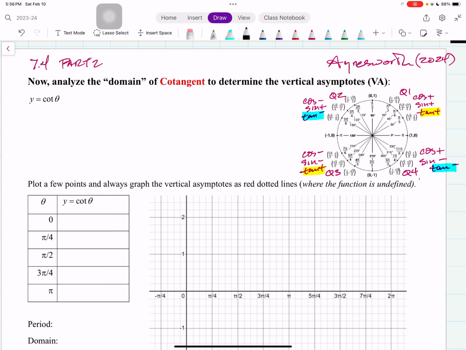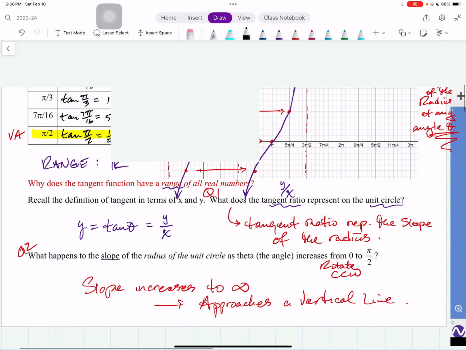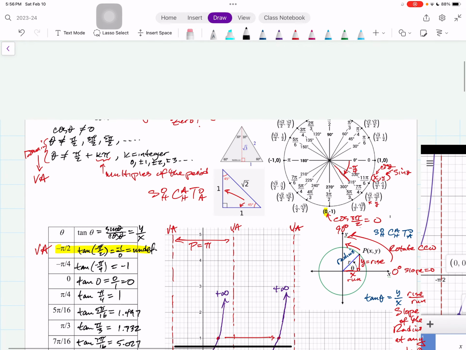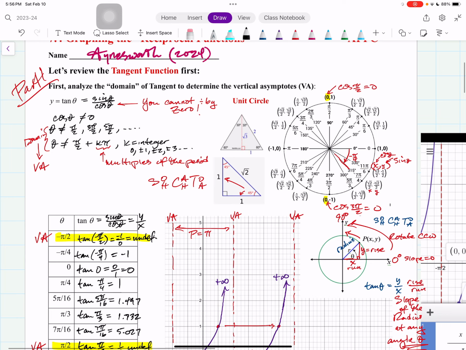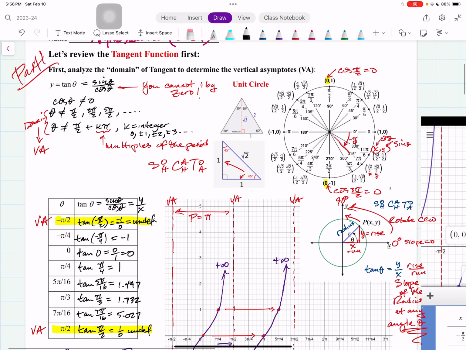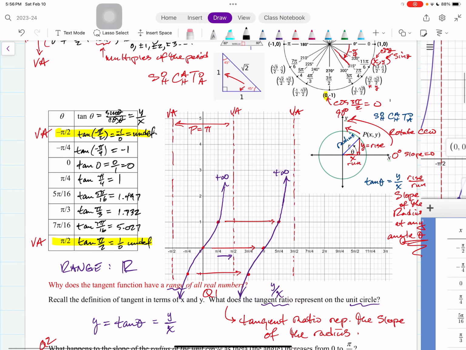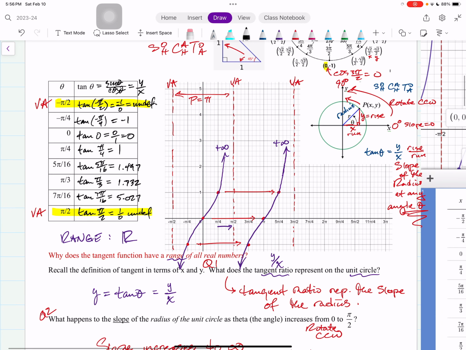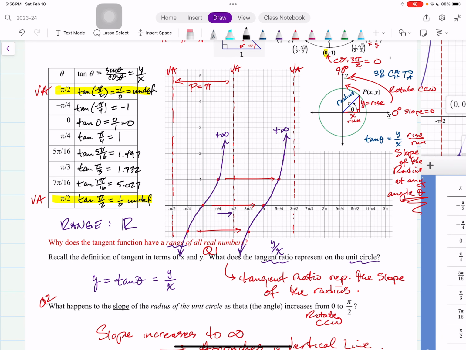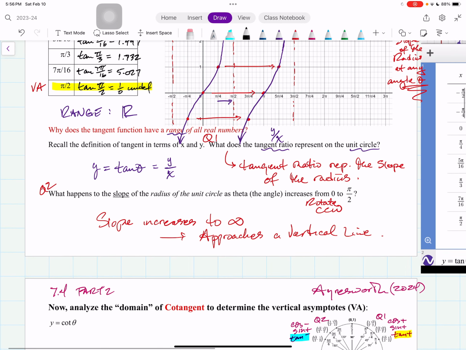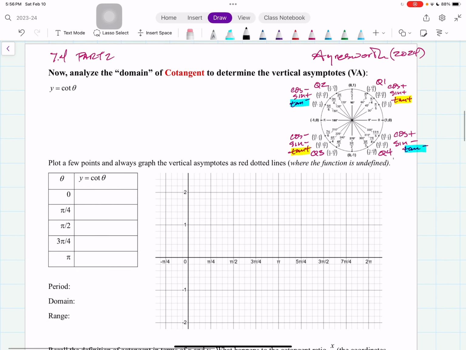Aynesworth here, and we're getting into part 2 of our series in 7.4 in AP Pre-Calc, talking about the cotangent function, okay? In part 1, we went over what the cotangent looks like, how it behaves, and why it behaves the way it does. I mean, why does it have a range like that? And we connected it with the idea of the slope of the radius, and that's why it goes infinitely up and infinitely down. In part 2, we're going to switch functions.